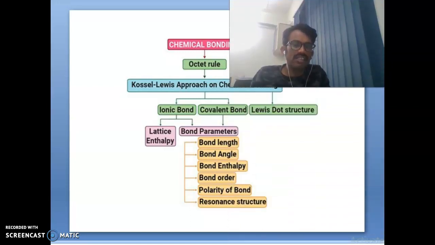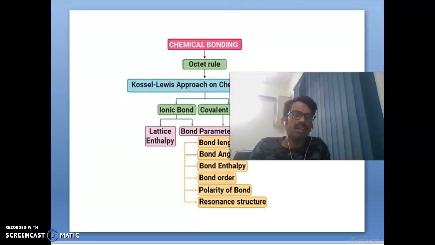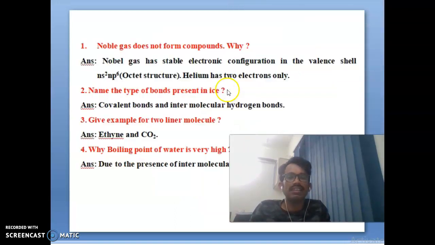And here an important thing is bond parameters. What are the bond parameters? This is very important, especially in this topic. Bond length, bond angle, bond enthalpy, bond order, polarity of bond, resonance structure. These are the bond parameters. Okay, and you can see the next slide.